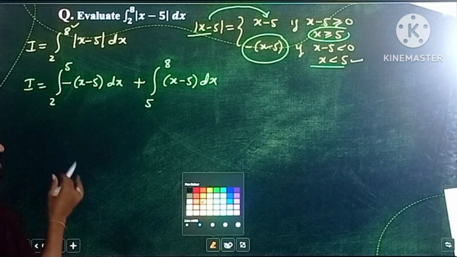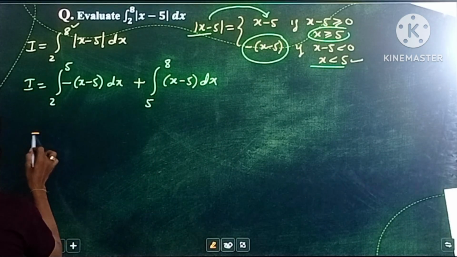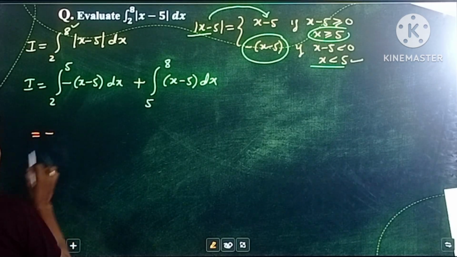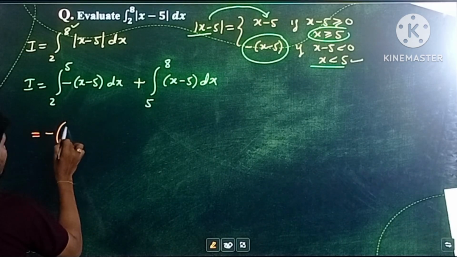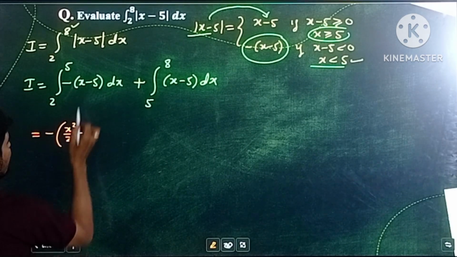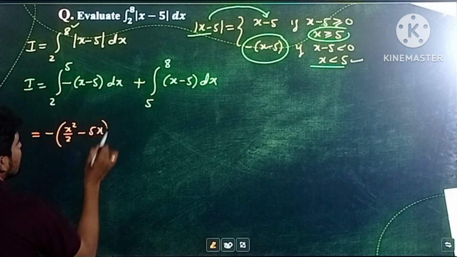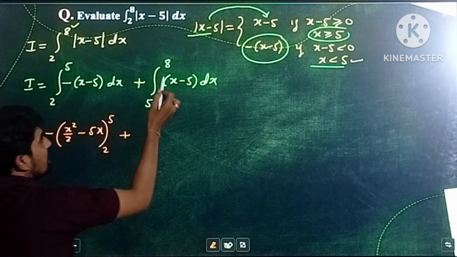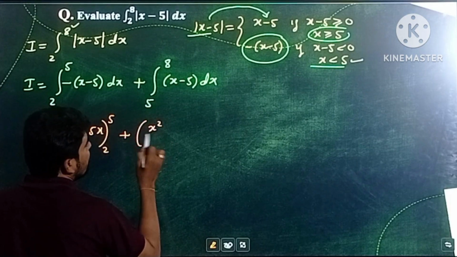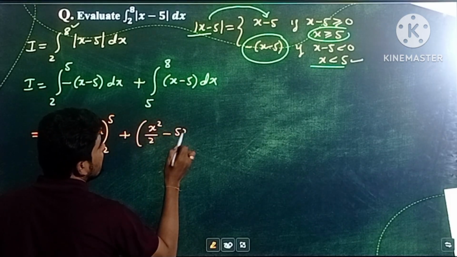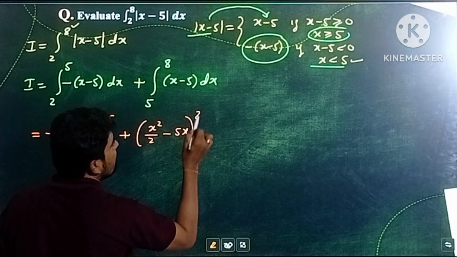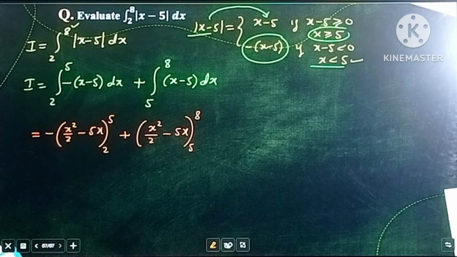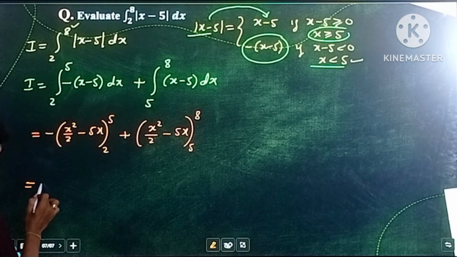What next? Simply integrate and apply the limits. So first thing, taking minus outside the integration side, and then integration of x is x square by 2 minus integration of 5 is 5x over the limit 2 to 5 plus integration of x is x square by 2 minus integration of 5 is 5x over the limit 5 to 8. I hope all of you understanding. And then use the limits.